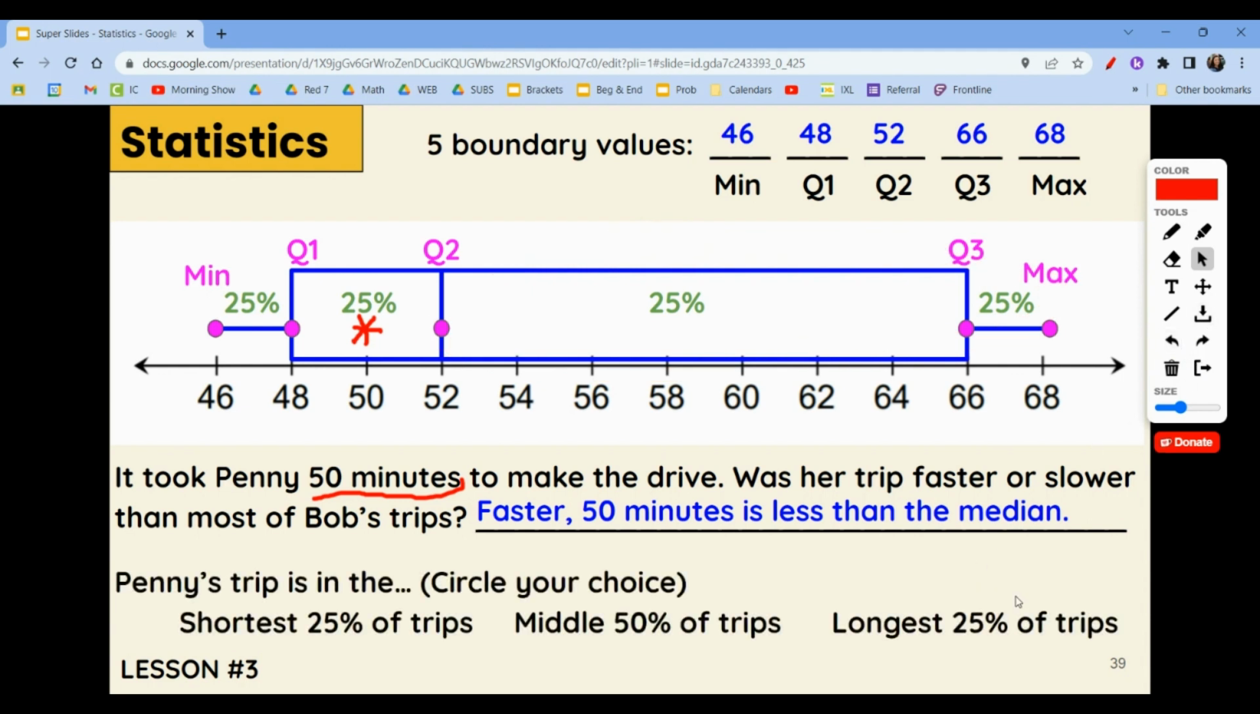Penny's trip is in the, circle your choice: shortest 25% of trips, middle 50% of trips, or the longest 25% of trips. The shortest 25% of trips would be in here. She's not in there. The longest 25% of trips would be in here. She's not in there. She is in the middle 50% of trips.